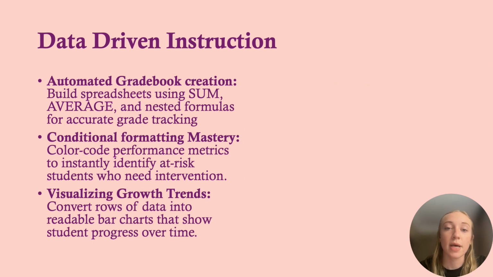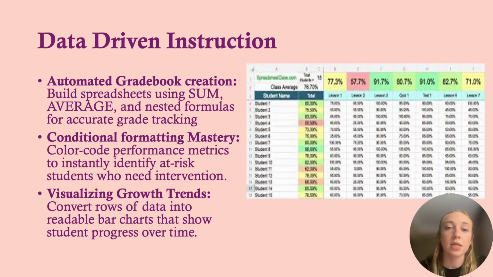In week 5, we master Excel spreadsheets. This is often the most intimidating week, but it is the most rewarding. We learn to build a gradebook from scratch, utilizing formulas like equal sum, equal average, and the logic-based equal if statement. But the real skill is conditional formatting. This is where you tell the computer to monitor the data for you. For example, if a student's grade is below 65, turn the cell bright red. The assignment: build a gradebook that automatically turns the cell red if a student's grade falls below 65%.